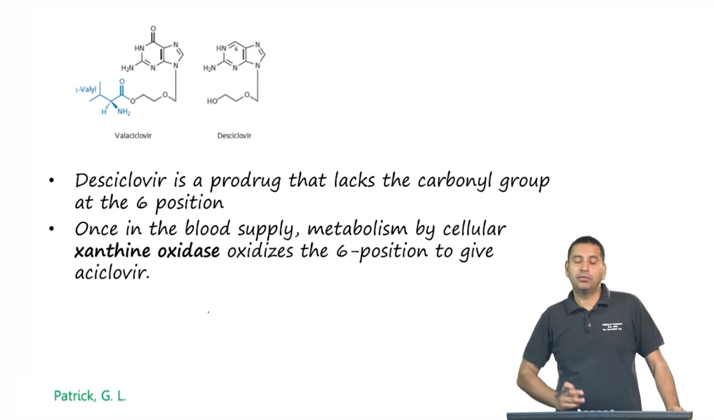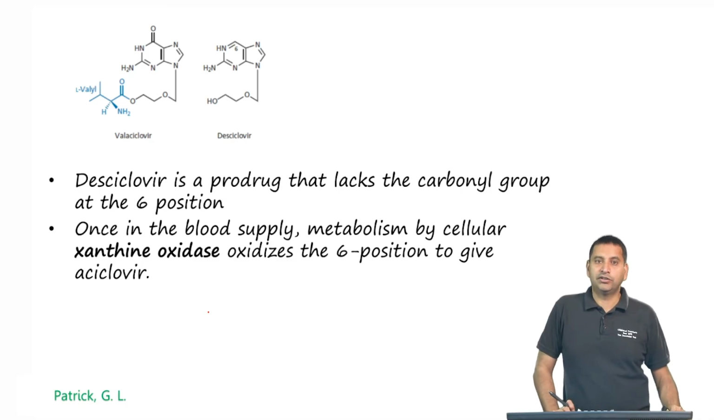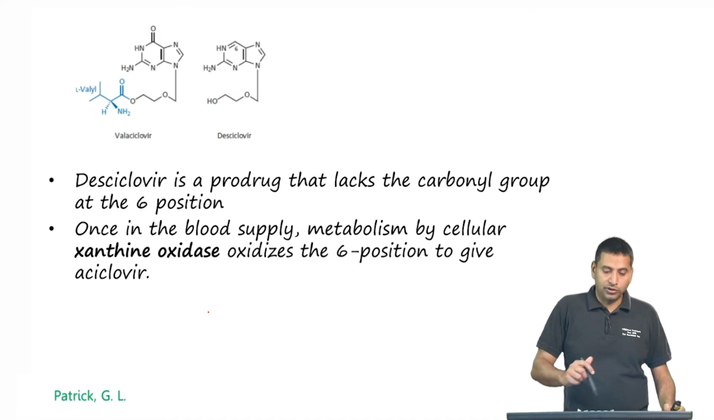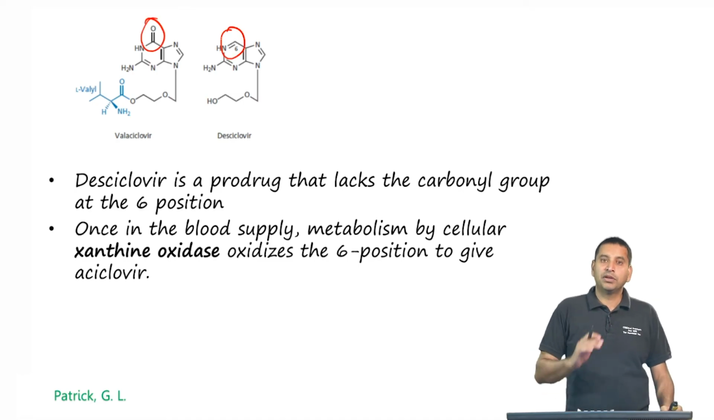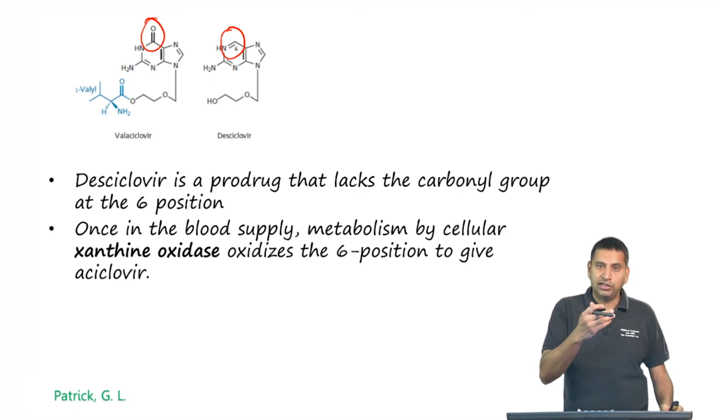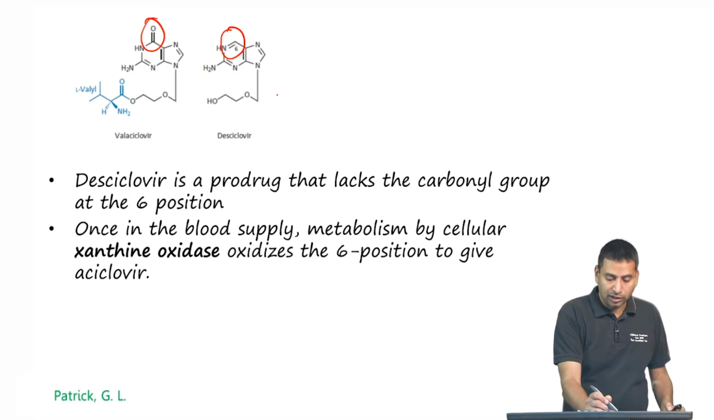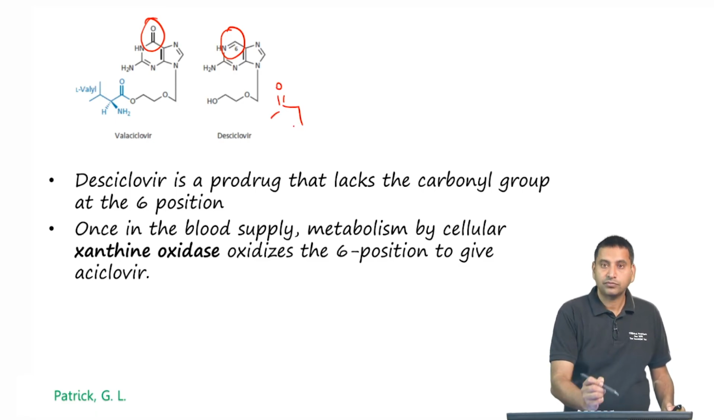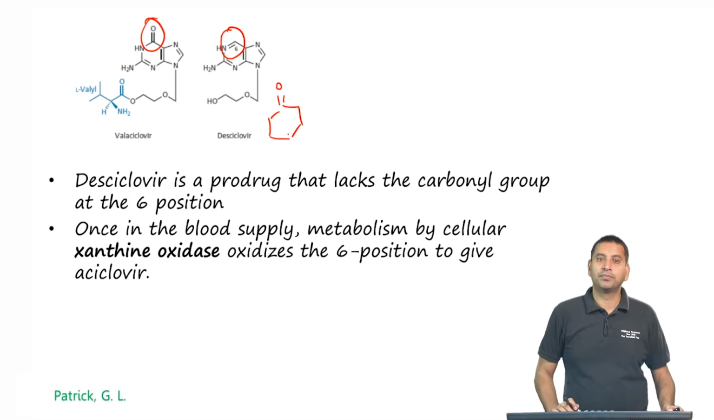The next molecule in this series is desciclovir, and this lacks the carbonyl group that is present here. So if you look at this structure, it does not have the carbonyl group. So once it enters the blood supply, there is an enzyme which is known as xanthine oxidase, which oxidizes this position to give you the carbonyl derivative. So therefore, this molecule is actually a prodrug.